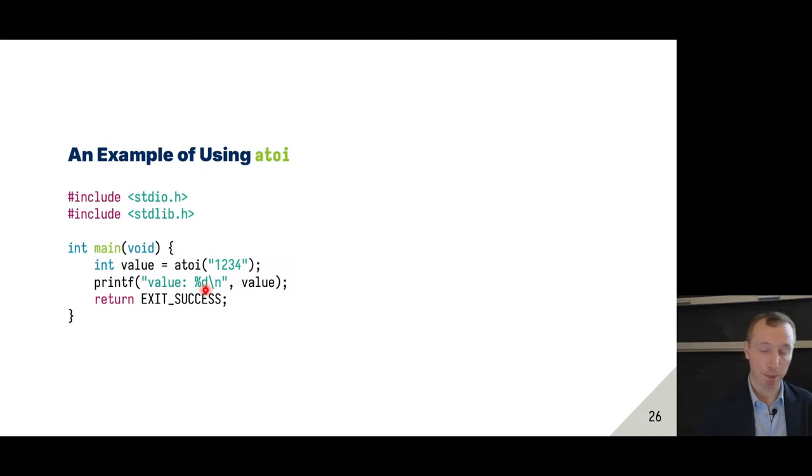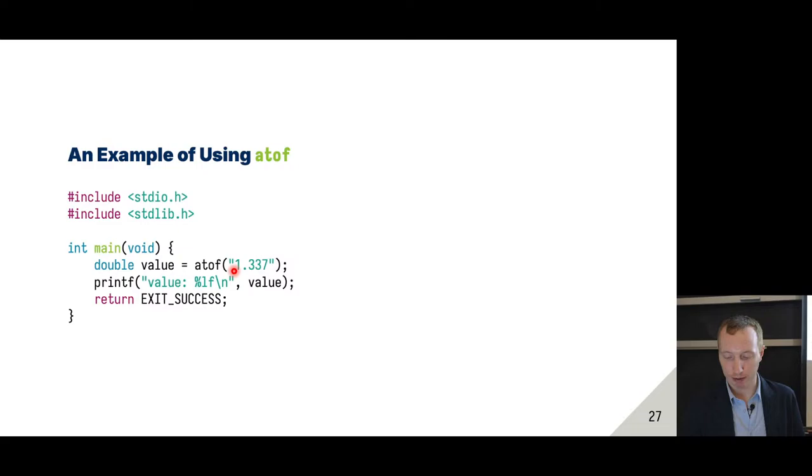Similarly, for atof, if I just gave it the string 1.337, and then I printed the value, well, it would print out 1.337, probably with some other zeros, because I believe by default it will print 6 decimal places unless you tell it not to.